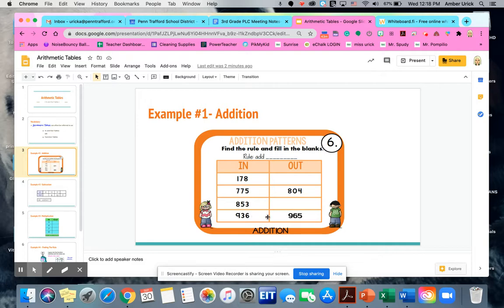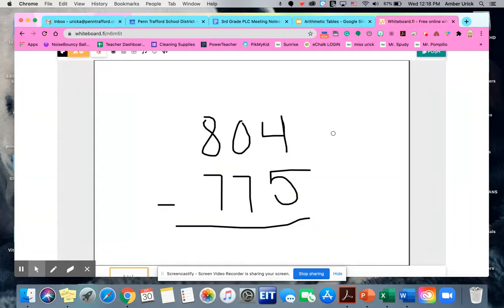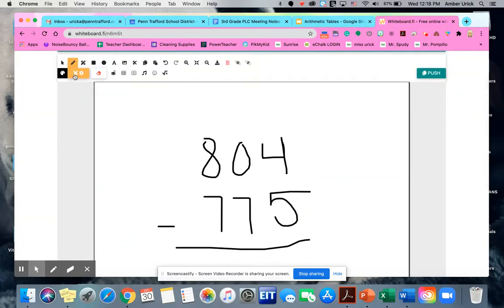Now, again, this one happens to be addition. So in order to figure out what happened from the in to the out, we're going to work backwards. What is the opposite of addition? Can you tell your teacher? The opposite of addition is... You should have screamed subtraction. So let's work backwards. Let's go from out to in. If the opposite of addition is subtraction, let's go back up here. 775 to 804. They added something. Let's work backwards, so we should write a subtraction problem: 804 minus 775. Follow me over here. I already wrote it. 804 minus 775.